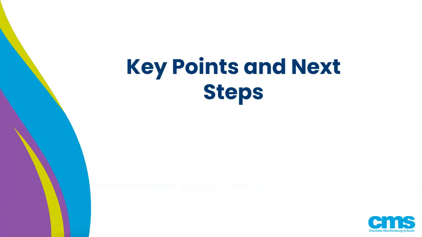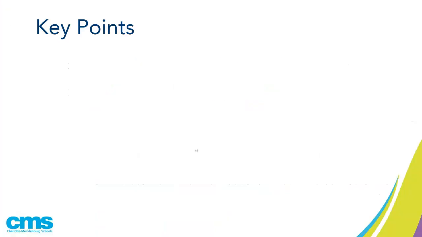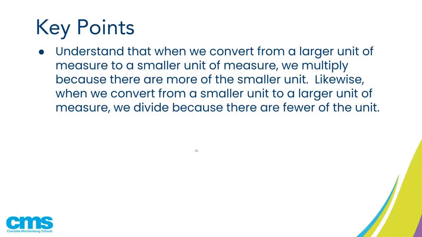Let's wrap up our time today with some key points and next steps. Just as a reminder, when we convert from a larger unit of measure to a smaller unit of measure, we multiply because there's going to be more of them. It takes more centimeters to measure an area than meters. Likewise, when we convert from a smaller unit to a larger unit, we divide because there's going to be fewer. So if I measured the length of a table in centimeters and then measured the same table in meters, I'm going to need fewer meters because meters are bigger.